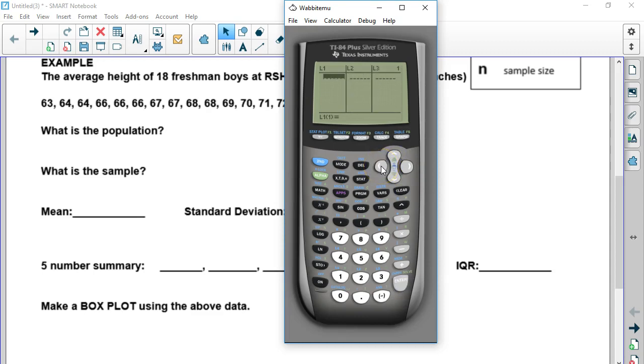So back to L1. I'm going to put this data in. So 63, 64, and I like to double check after I hit enter every time to make sure I put it in correctly. I'm going to have 3 66s. That's hard to say. 2, 3. There's 3. Then 2 67s. Now these numbers are nice because they're already in order for us, but they're not always going to be like that.